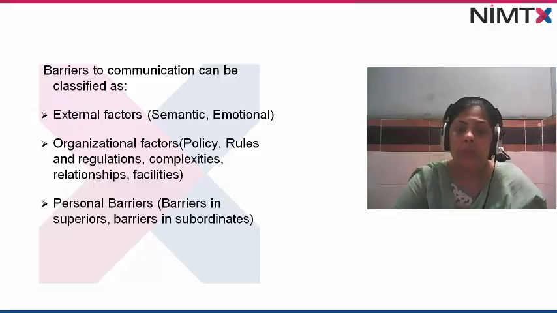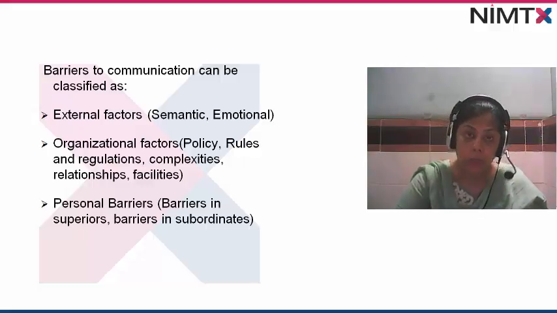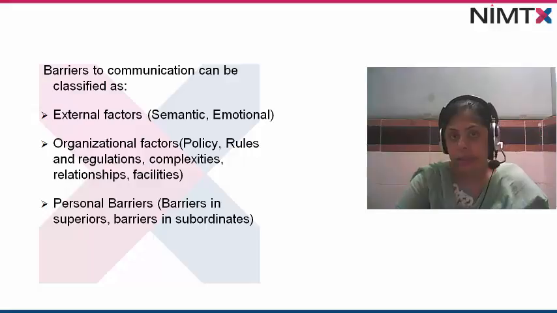Personal factors, there are personal barriers, barriers in superiors. How can there be barriers in superiors? Superiors as in the management, the higher management, the manager. Sometimes there is a person who might be capable, but not as capable as a subordinate. Subordinates work on the ground, they know the ground reality, so they may have more product knowledge than a manager. So superiors can stop effective communication.